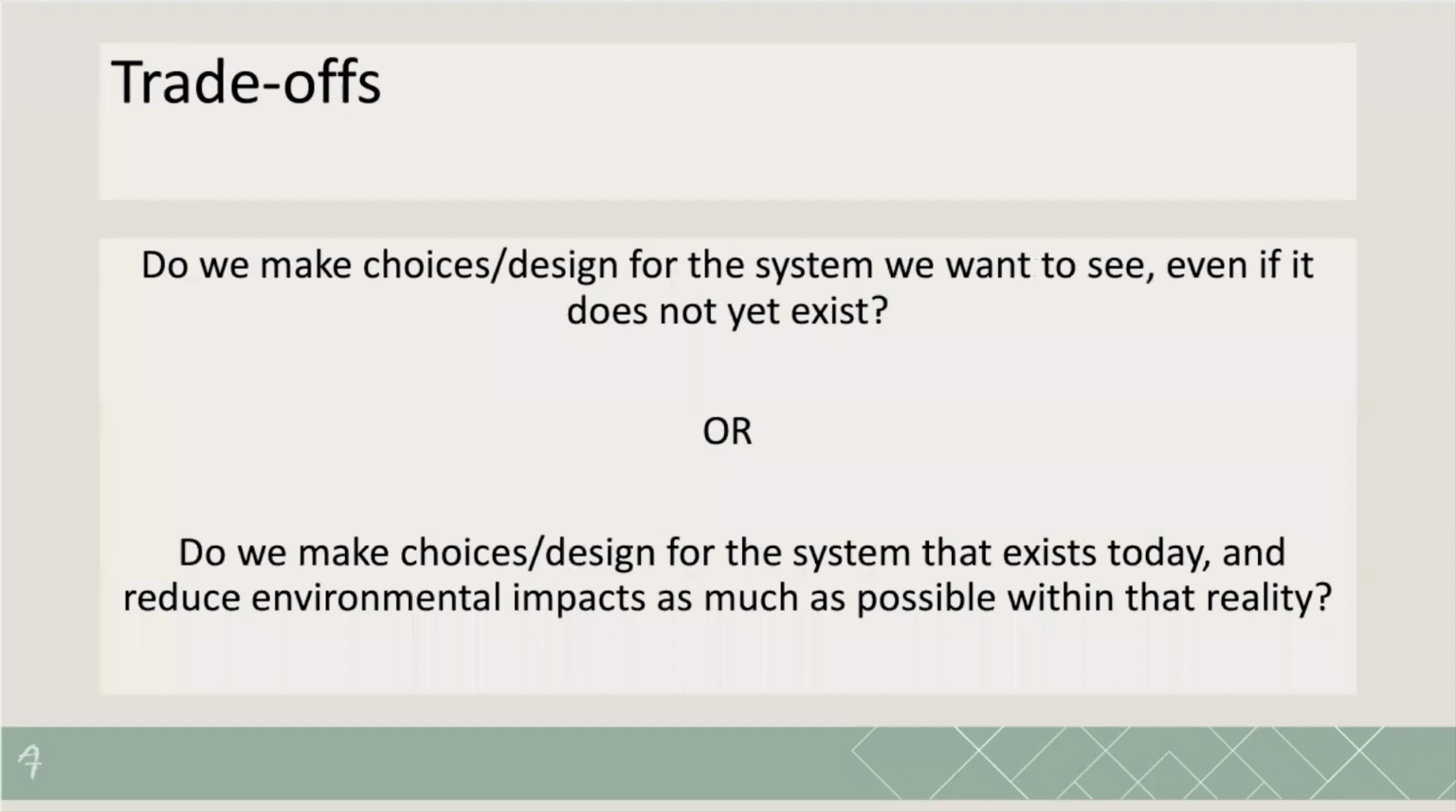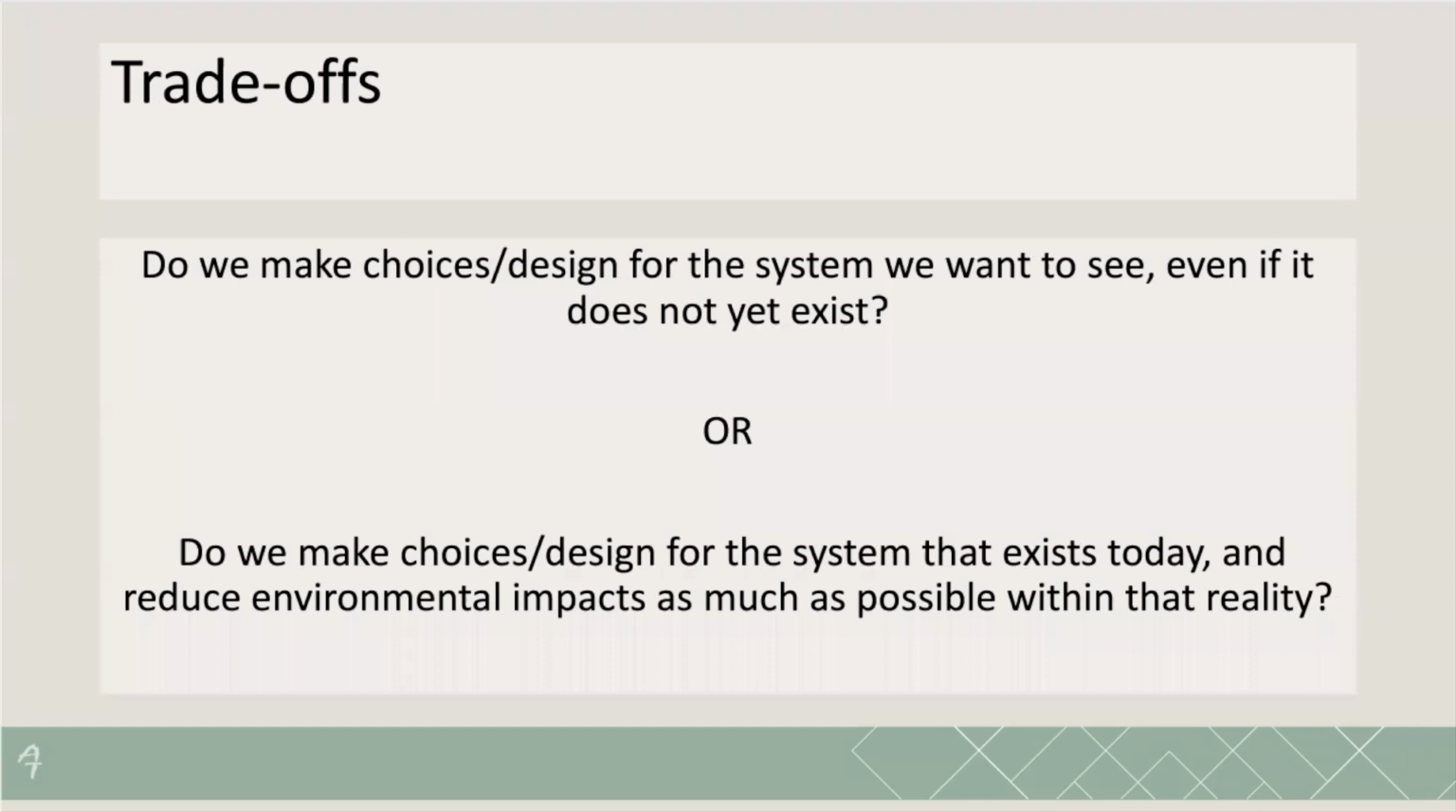And then another trade-off is really, do we design for the system we want to see, even if it doesn't exist yet? Or do we make choices and design for the system that exists today and optimize for reduced environmental impacts as much as possible within the reality of the system today? Another good example here is, do you design a product that is designed to be compostable, knowing that only 2 to 5% of Americans have access to industrial composting facilities? So it's likely that that product's not going to end up in that composting facility.